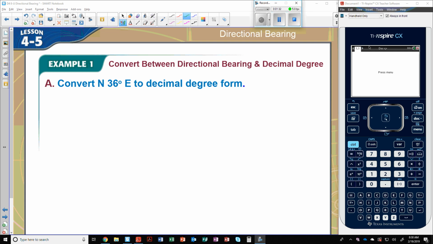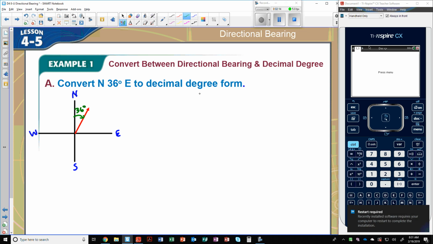First, let's convert north 36 degrees east to decimal degree form. What that means is we'll change it to a normal angle from the positive x-axis. Here in our system, we have north, east, south, and west. Never eat soggy waffles, never eat sour watermelon. A lot of people have these catchy phrases to help you remember the order. This means we go 36 degrees from the north towards the east. So 36 is less than 45, so it's going to be something like this, and this is the way the angle would look.